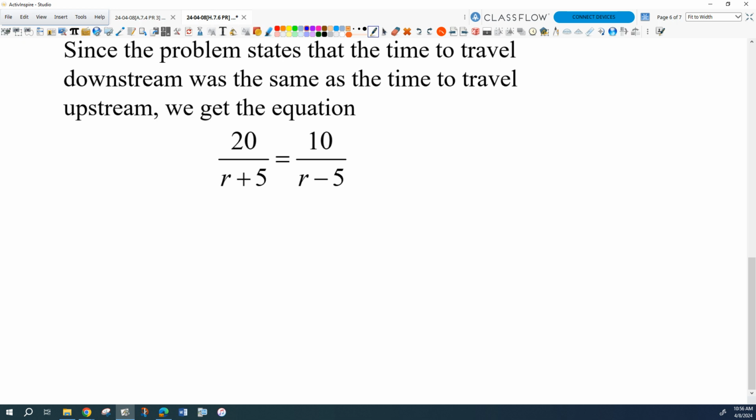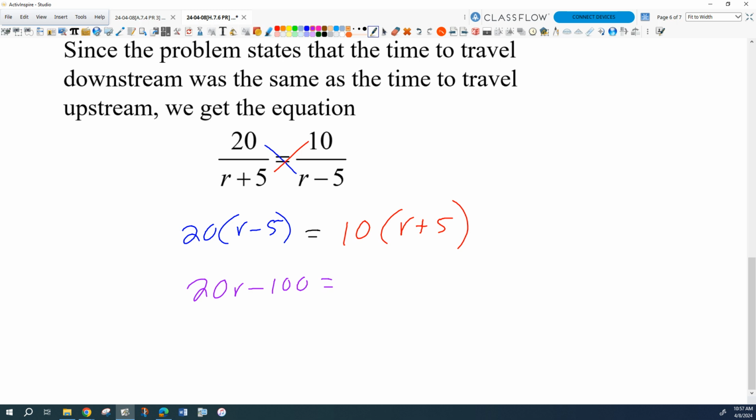Let's do, doesn't really matter, let's do this one first. So I get 20 times the quantity R minus 5 equals this cross product, 10 times the quantity R plus 5. Well, that's pretty easy now. Now what would I do? Distribute. Yeah, I just distribute. So that's giving me 20R minus 100 equals 10R plus 50.